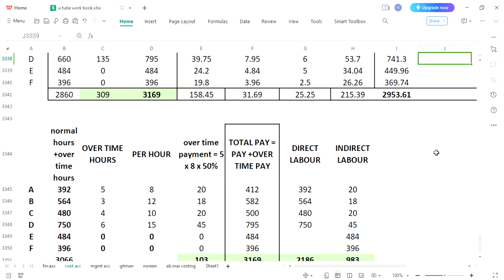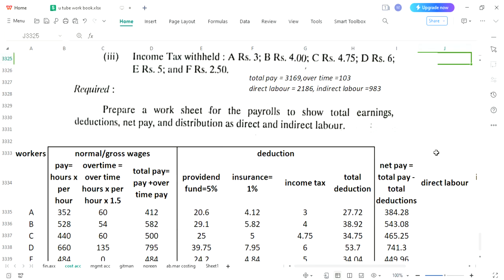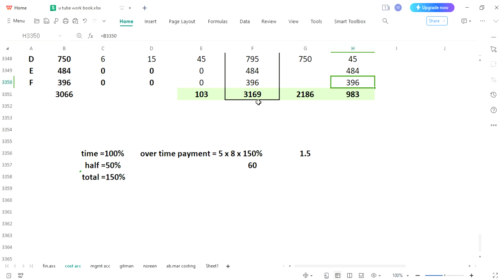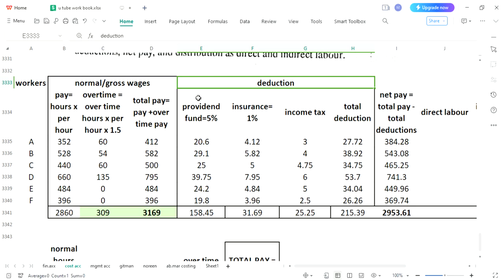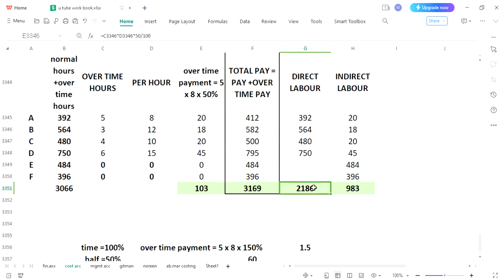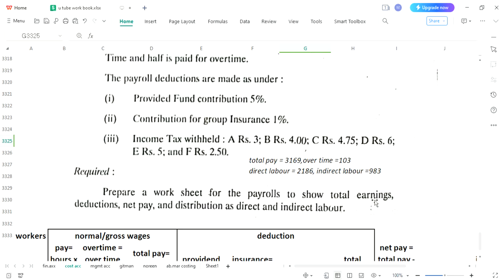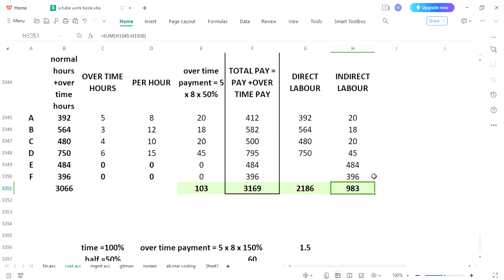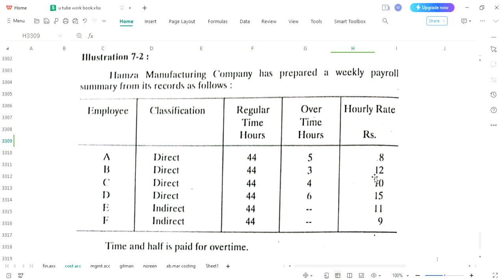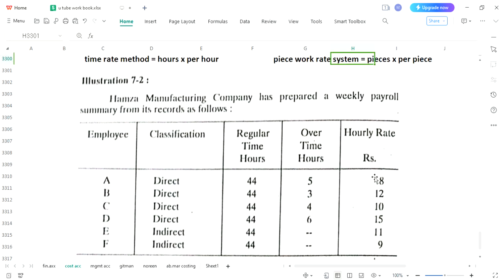All four answers were matched with the book as well. Total pay 3169, overtime payment 103, and we have direct labor 2186 and indirect labor 983. All answers are matched. So hopefully you have understood how to prepare the worksheet for labor units. In this way our illustration has been completed.